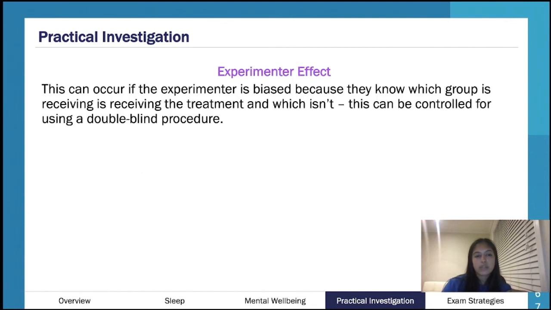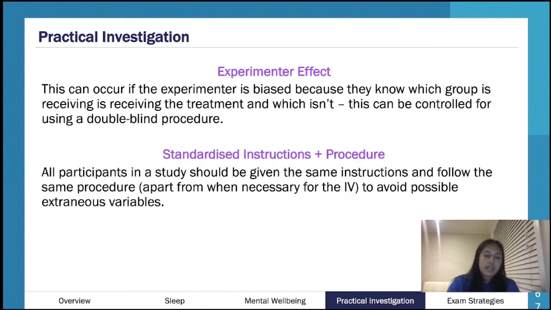Lovely. So experimenter effect is basically if the experimenter knows what group they're in. So if the experimenter is going, okay, I know that you're in the control group, I know that you're in the experimental group, they may ask them slightly different questions, they may nudge them to answer things slightly differently. So you control for that by not telling the experimenter. Standardized instructions and procedures pretty straightforward.